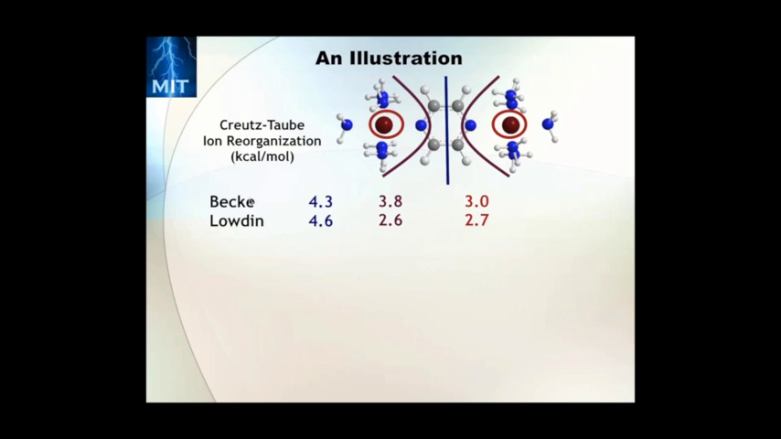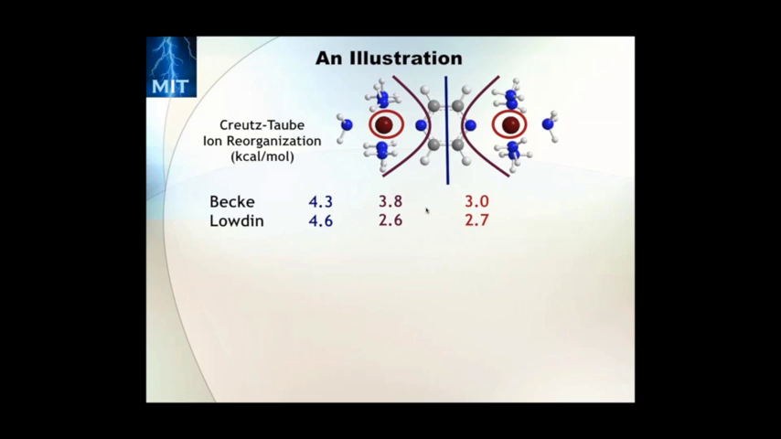And beyond that, I also have a few different choices for how I define atomic populations. So I could use Becke charges or Löwdin charges. That gives me, color-coded here, blue gives me two different results, purple gives me two different results, red gives me two different results.